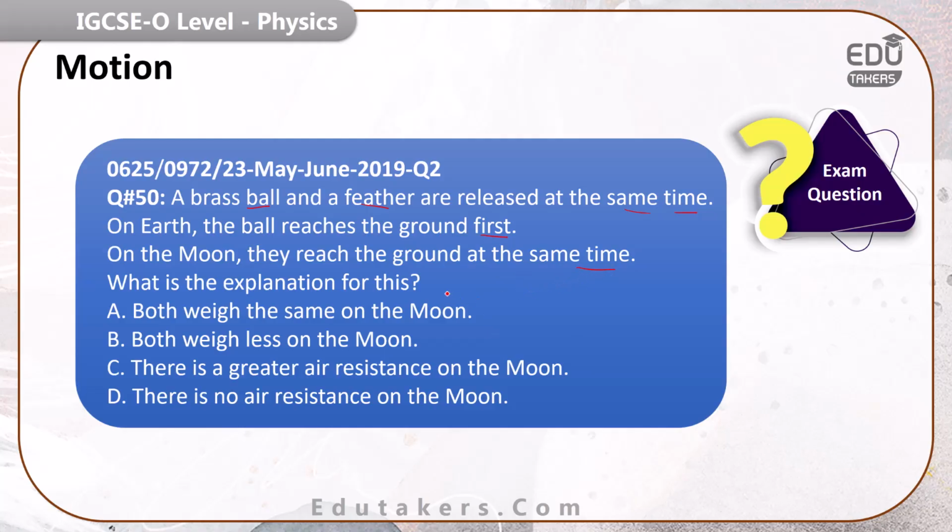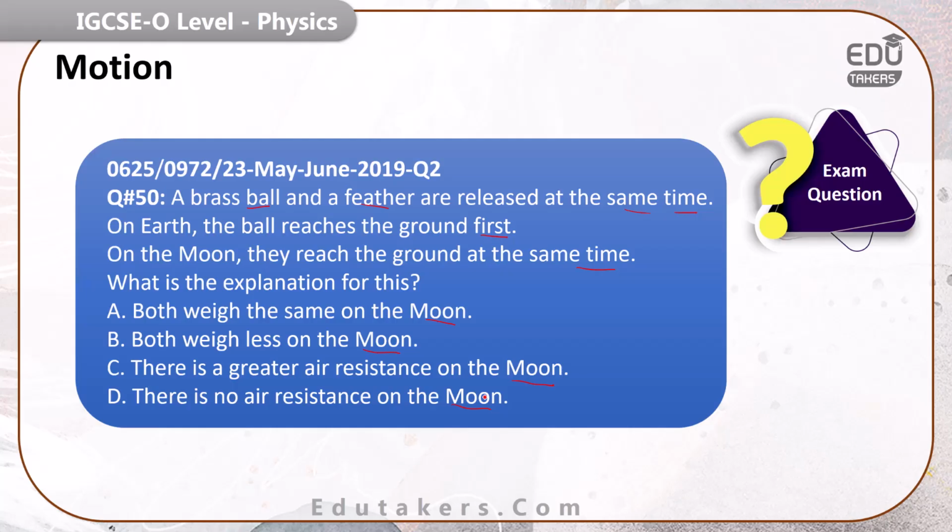What is the explanation for this? Option A, both weigh the same on the moon. B, both weigh less on the moon. C, there is a greater air resistance on the moon. D, there is no air resistance on the moon. First of all, when there are two objects, a brass ball and a feather, and they take different times to reach the surface of Earth, it means that there is the presence of air resistance, because air resistance reduces the motion of the body. It slows down the body. That's why the feather reaches the Earth after the ball.